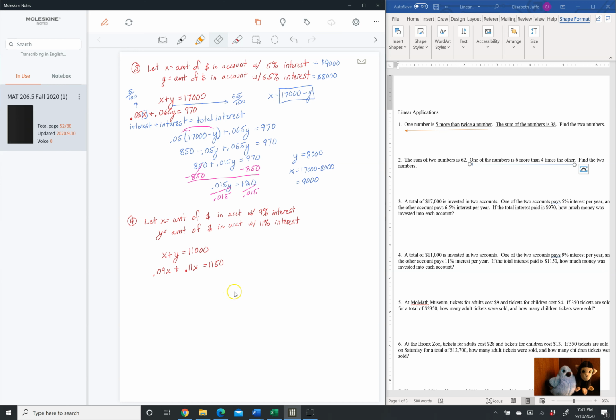Now we're ready to solve, okay? So again, I'm going to solve with substitution. I do believe it's a lot easier here. You don't have to. You can also take this second equation and get rid of the decimals by multiplying by 100. So if you had 9x plus 11y equals 11,500, that would be okay too. So I'm going to solve for x because x has the smaller value in front of it. So x is equal to 11,000 minus y. Now we do a substitution. So this x is going to be replaced.